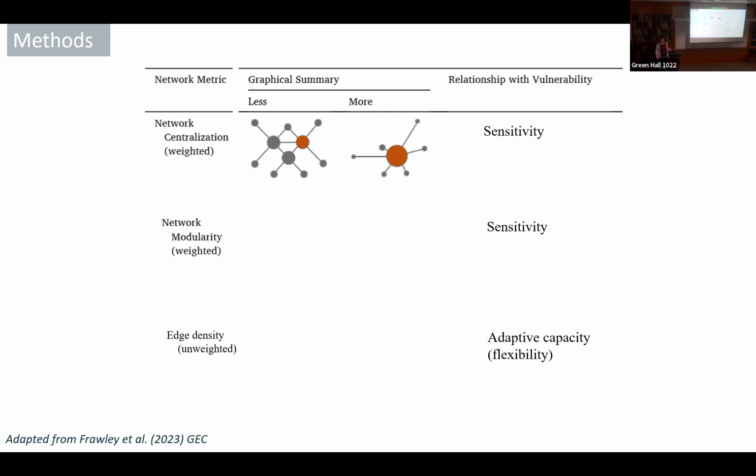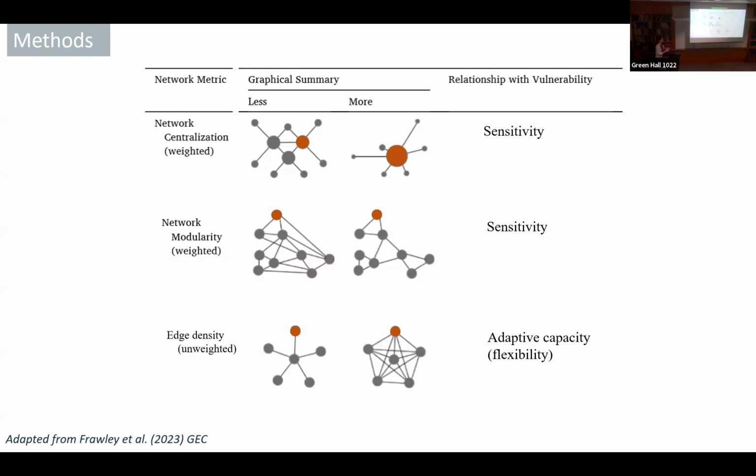So centralization is just the degree to which the network is centralized around a single fishery, and it's directly related to sensitivity because higher centralization around a particular node makes the network as a whole more sensitive to the disturbance of that node. Modularity is the degree to which the network consists of self-contained substructures, and it's inversely related to sensitivity because the more modular networks tend to constrain a perturbation to the substructure where it's occurring. And then finally, we have edge density, which is the proportion of total possible edges that are actually present in the network. And in participation networks, a greater edge density is going to represent more flexibility.